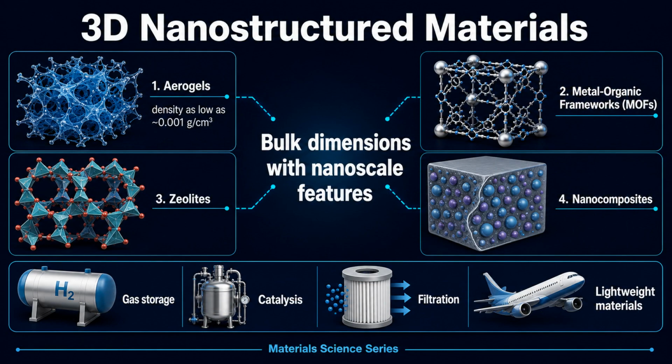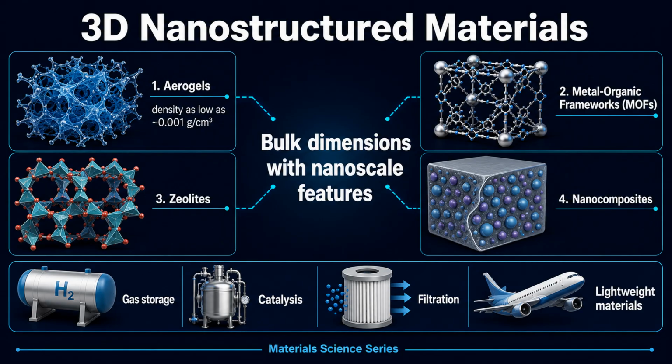Three-dimensional nanostructured materials have bulk dimensions, but contain nanoscale features throughout their structure. Aerogels are among the lightest solid materials known, with densities as low as 0.001 grams per cubic centimeter. They're created by replacing the liquid in a gel with air while maintaining the nanoporous solid network. This gives them exceptional thermal insulation properties.